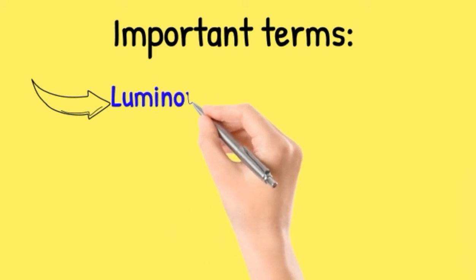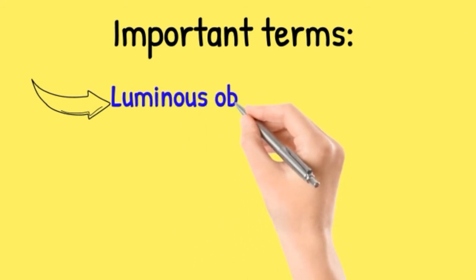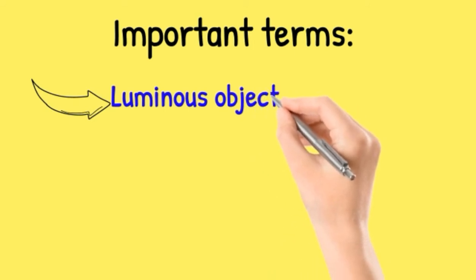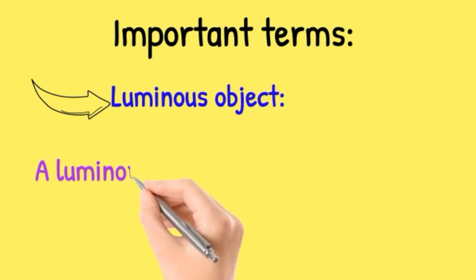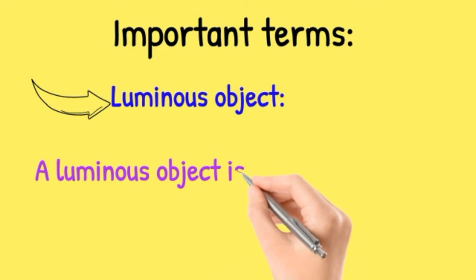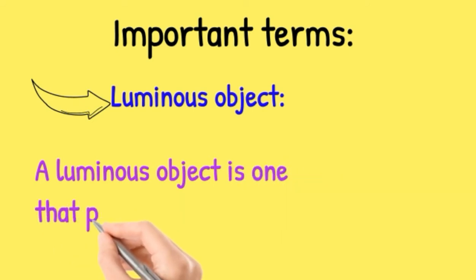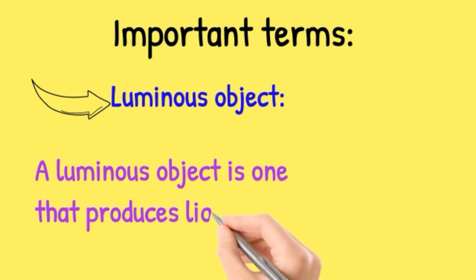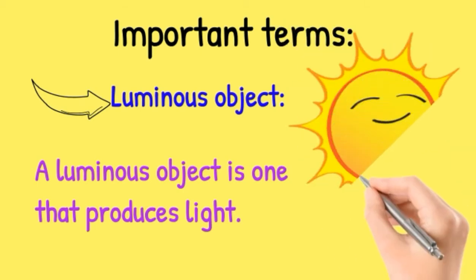Number 1 is luminous object. Students, what is a luminous object? These are the objects that give out light of their own. They are said to be luminous objects. The sun, the hot gases in a flame, and the hot filament of a bulb are some examples of luminous objects. Students, here the example drawn is the sun.